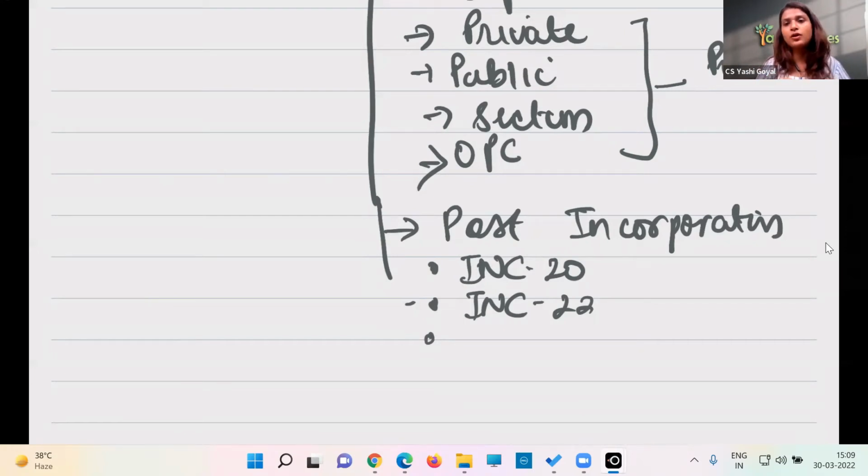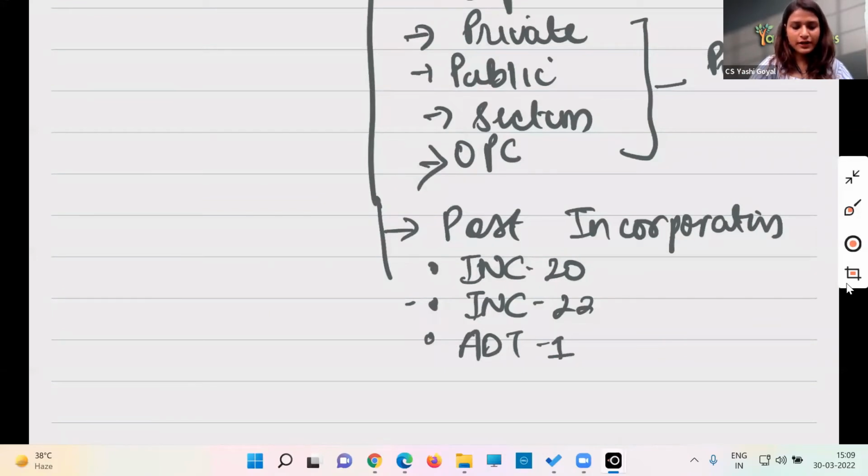So the ministry has said that if at the time of incorporation you give the mailing address, then it is a mandatory compliance to file Form INC 22 and tell us the registered address of your company. Then the post-incorporation compliances are INC 20A, INC 22 and ADT 1. What is ADT 1? ADT 1 is basically the form for the appointment of the first auditor. So this also needs to be filed.